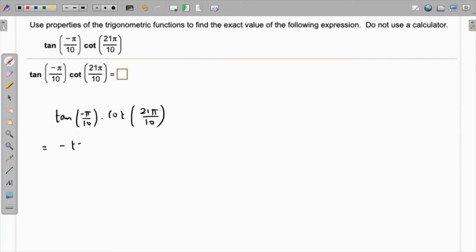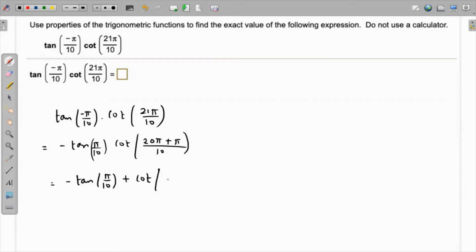So this will be negative tan of pi over 10. And now look at cot of 21 pi over 10. Can I write it as 20 pi plus pi over 10? I'll explain in a minute why I am rewriting 21 pi as 20 pi plus pi. The reason is, if I now segregate this, because the denominator is common, it should be given to both. So that will be 20 pi over 10 plus pi over 10. So I segregated in such a way that I get a number which is divisible by 10.